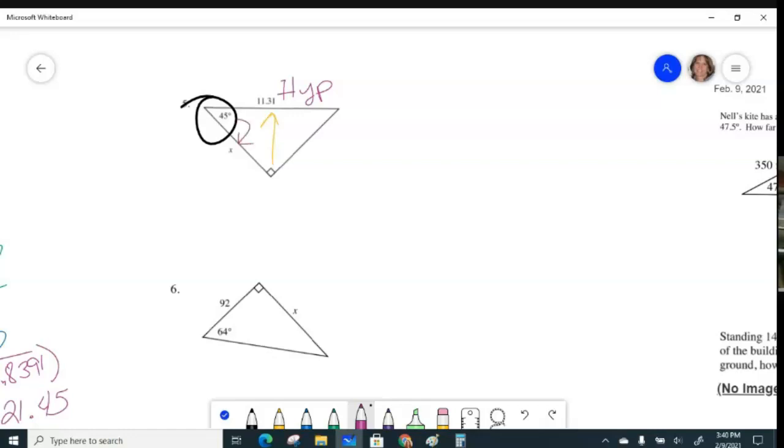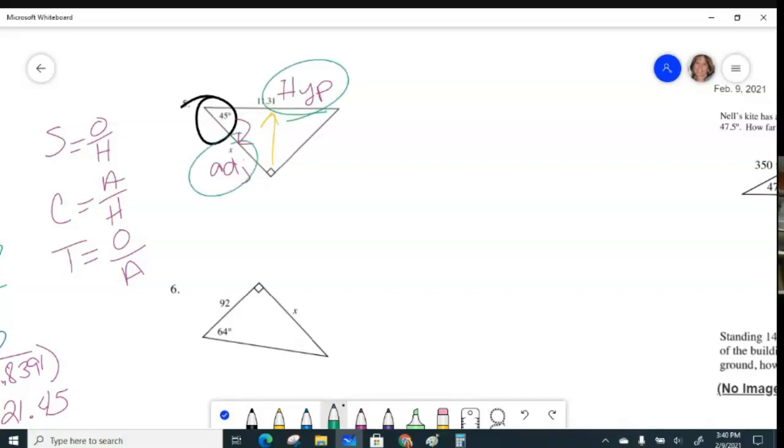Okay, so we have the hypotenuse given here, and we have the adjacent side to our 45-degree angle. So adjacent and hypotenuse. And remember, sine is opposite over hypotenuse, cosine is adjacent over the hypotenuse, and tangent is opposite over adjacent. So this one, where we have the hypotenuse and adjacent side, what we want to go with is cosine, right?